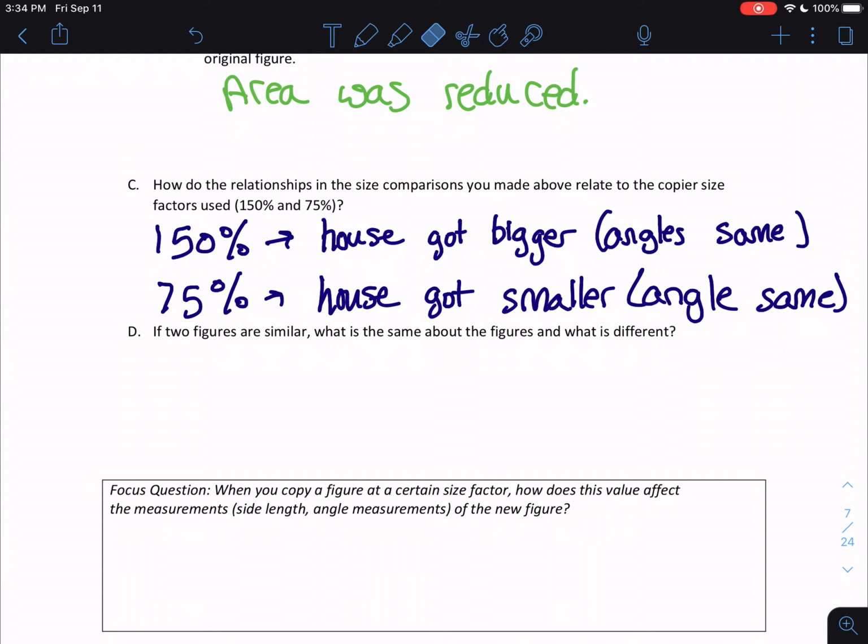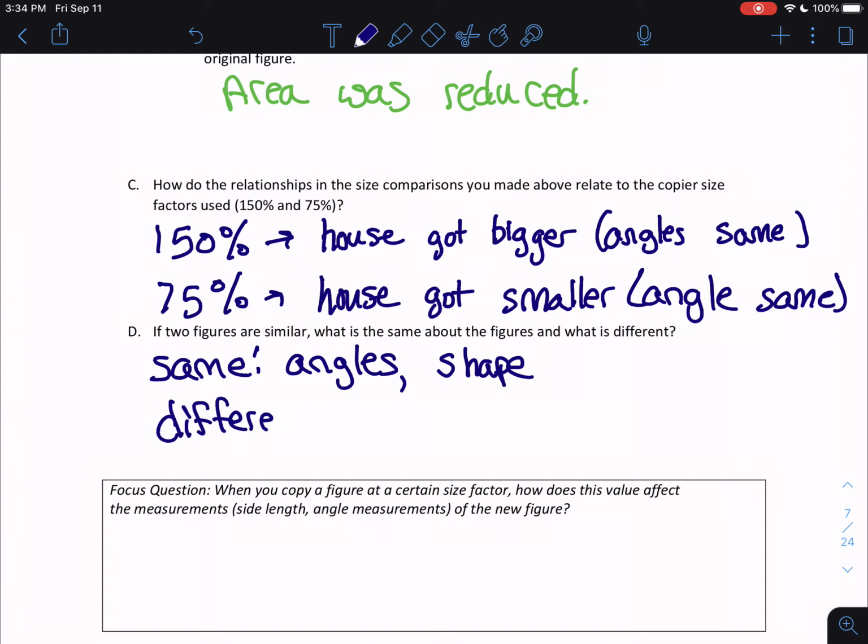Okay, so part D, if two figures are similar, what is the same about the figures and what is different? So what did you notice? What did you notice stayed the same? Go ahead and brainstorm that either in your head or in class. Okay, you're right. So what stayed the same, or I hope you were right, the angles and also the general shape. And then what was different were the length of the side lengths.